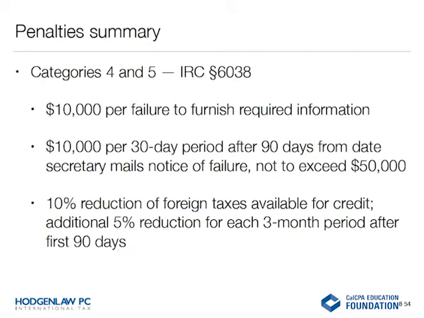You also could get a 10% reduction of foreign taxes available for credit with an additional 5% reduction for each 3-month period after the first 90 days. So if you have to file under multiple categories, and those include both categories 2 and 3 and possibly 4 and 5, you could end up in a situation where there are multiple very large penalties being assessed. Personally, I haven't seen multiple penalties assessed, but it certainly seems entirely possible. If anyone's heard of this happening or had it happen to them, let me know. I'm kind of curious.